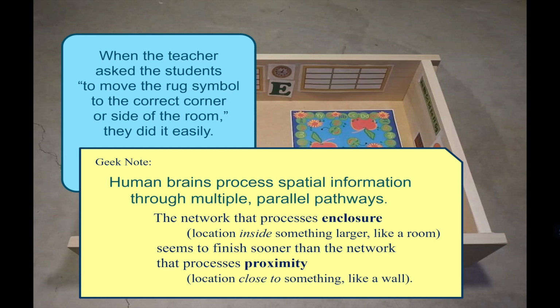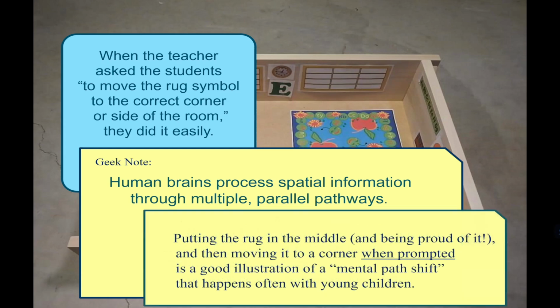We put the room in, putting the rug in the middle of the room and being proud of it, and then moving it later to a corner when they were prompted to do so, is a great illustration of what we call a mental path shift. And it happens very often with young children.